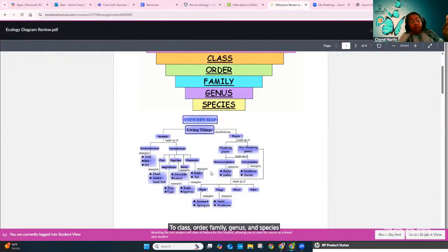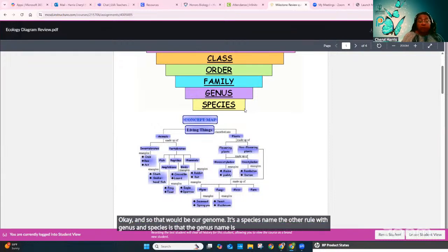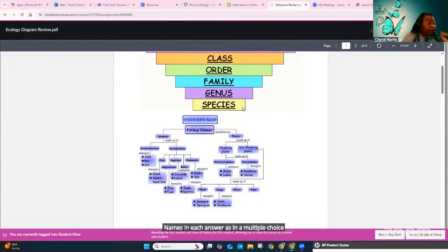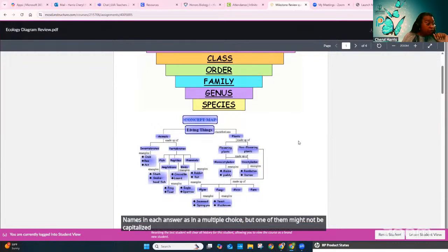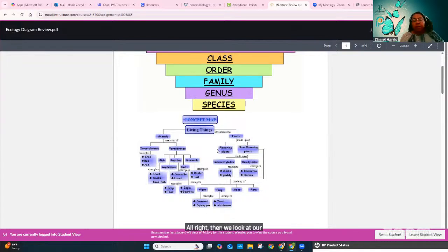Again, our name is Homo sapien, okay? And so that would be our genus and species name. The other rule with genus and species is that the genus name is always capitalized and the species name is lowercase. I have seen tests where they give you the same word names in each answer as in a multiple choice, but one of them might not be capitalized. They might capitalize the wrong word. So that's a rule. The genus is capitalized, species is not. All right, then we look at our plant kingdom, and we have two different types of phyla under plant kingdom.